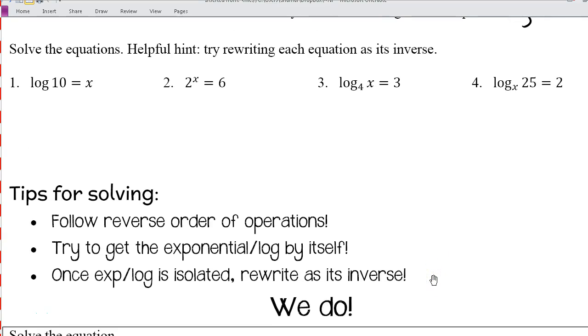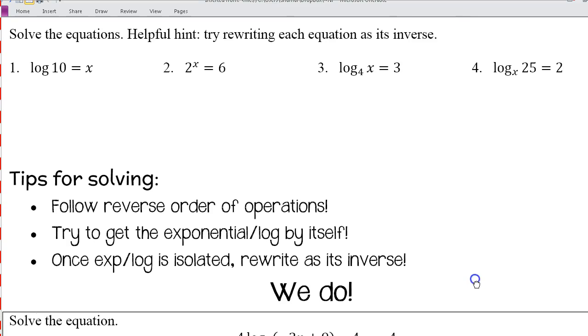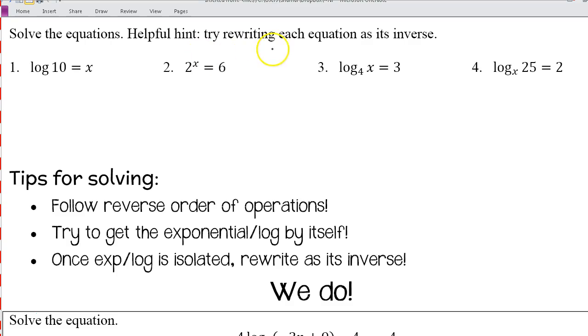For these first 4 examples, we want to solve these equations. So if you feel like you might want to give these a try on your own, feel free to pause the video now. And then when you restart it, you'll see the solutions worked out for you. So the hint here is to try to rewrite each equation as its inverse. So let's see how that works out.